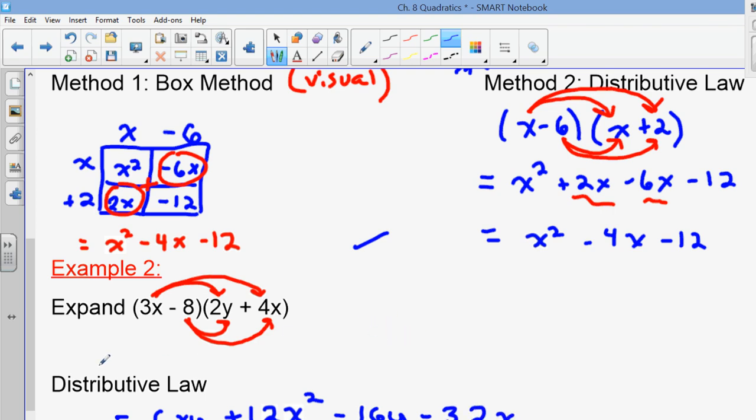Do we have any like terms? For this one we have x squared, y, and an x. Any like terms? No, that doesn't look like it. There's definitely no like terms. So does that mean we are done? We are done.